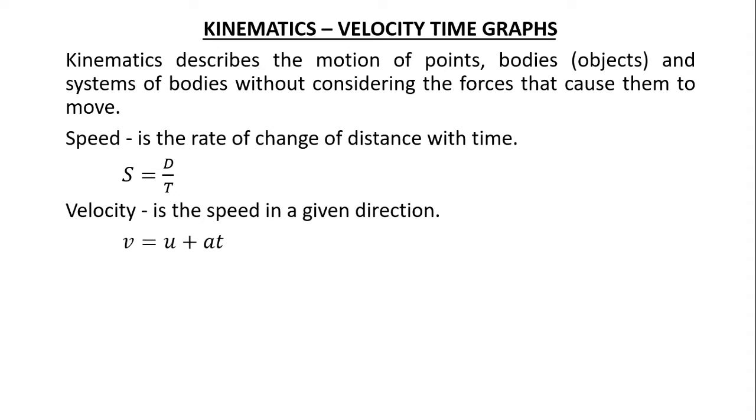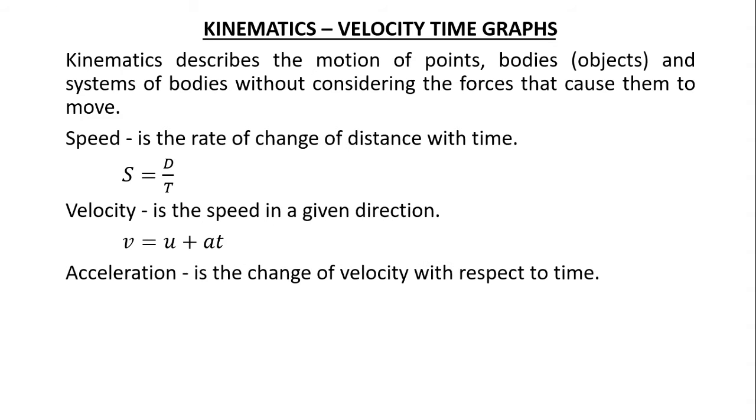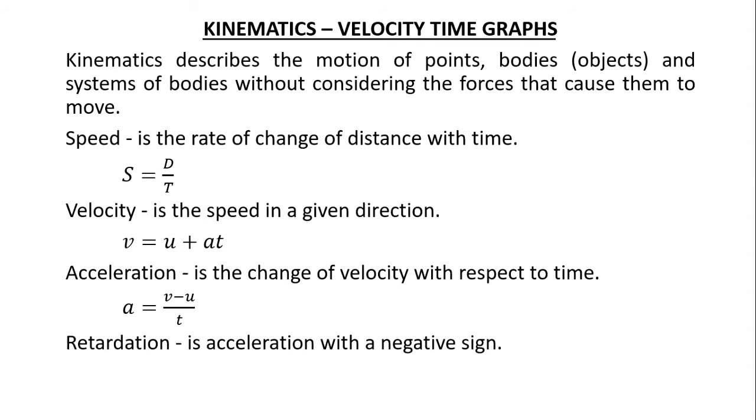V equals u plus at, where v is the final velocity, u is the initial velocity, a is the acceleration, and t is the time. Acceleration is the change of velocity with respect to time. a equals v minus u over t. Retardation is acceleration with a negative sign. So retardation is a negative acceleration.